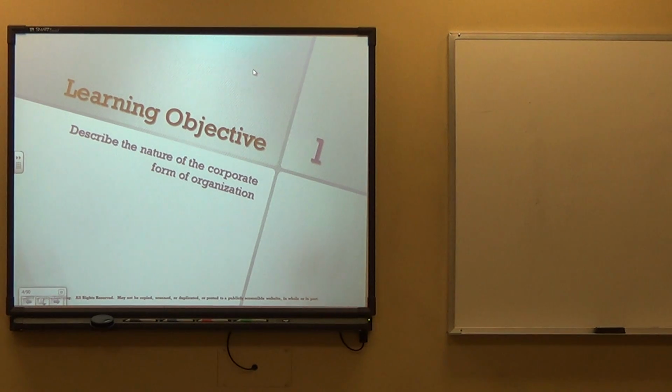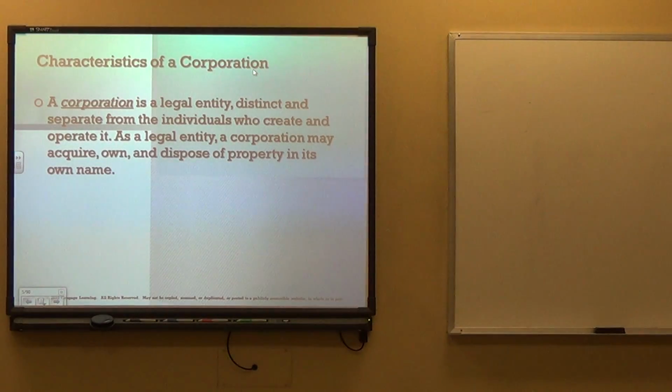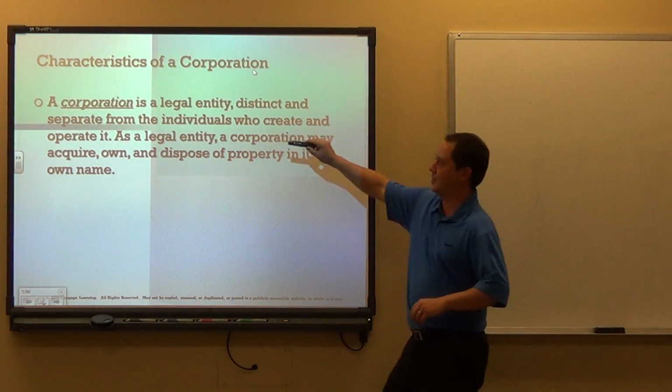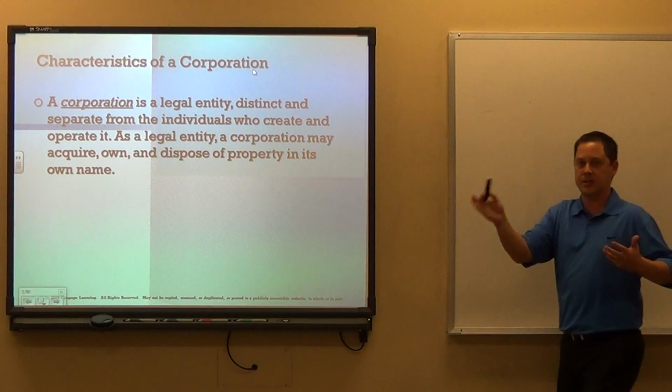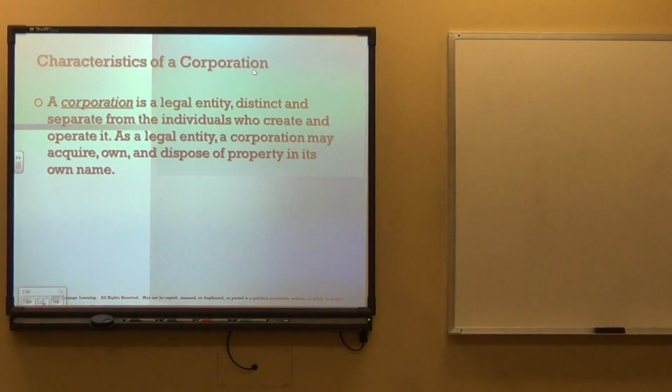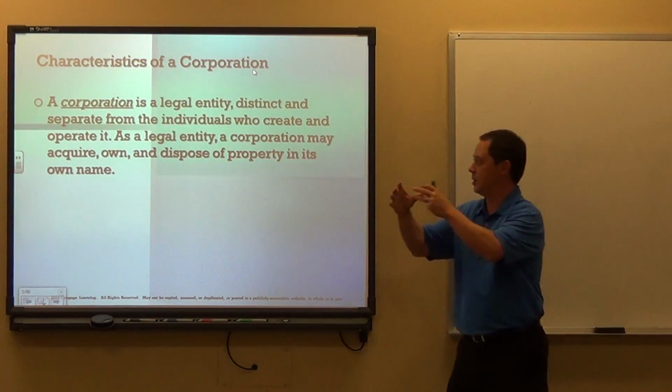So let's talk about corporations. I'll give you a moment to read this. As you're reading that, I want you to be real clear on what that really means. It's a separate legal entity. So if somebody who owns it passes away, this corporation is still there, it doesn't die with that person. So remember, it's a separate legal entity.